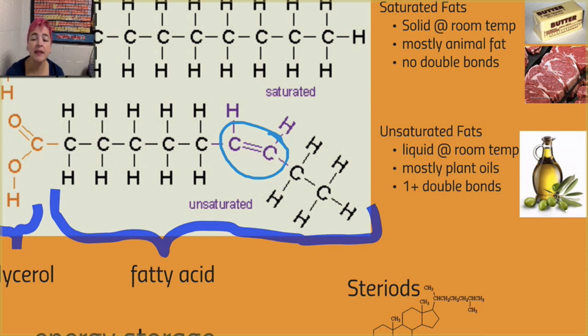Unsaturated fats are going to be liquid at room temperature. One reason why they're liquid is because the legs are kinked, and because they're kinked, it's hard for them to compress together. And because they can't compress, they stay liquid. Mostly they are plant oils, so olive oil and corn oil are all going to be unsaturated fats. And it's because they have one or more double bonds. Polyunsaturated means there's going to be more than one double bond in that fatty acid.